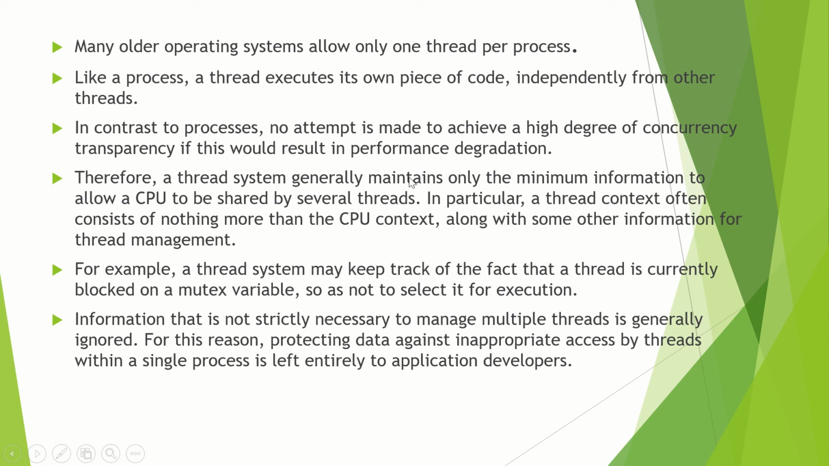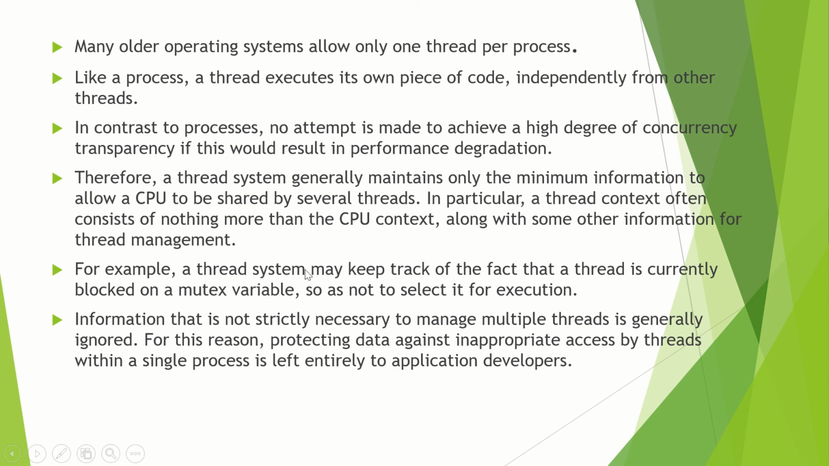Therefore, a thread system generally maintains only the minimum information to allow a CPU to be shared by several threads. In particular, a thread context often consists of nothing more than the CPU context, along with some other information for thread management. So it keeps only minimum information, and it doesn't provide transparency to the OS because this is only a lightweight process. You want to do work faster and more efficiently.